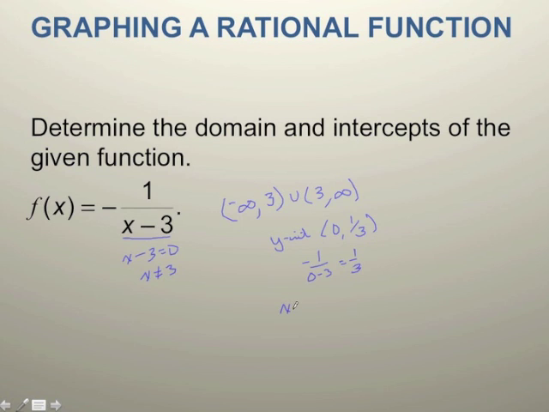For the x-intercept, where y equals 0, we run into the same problem we did with the last one. We have 1 over, and we can't have that. We're going to end up with none again. There is no x-intercept.